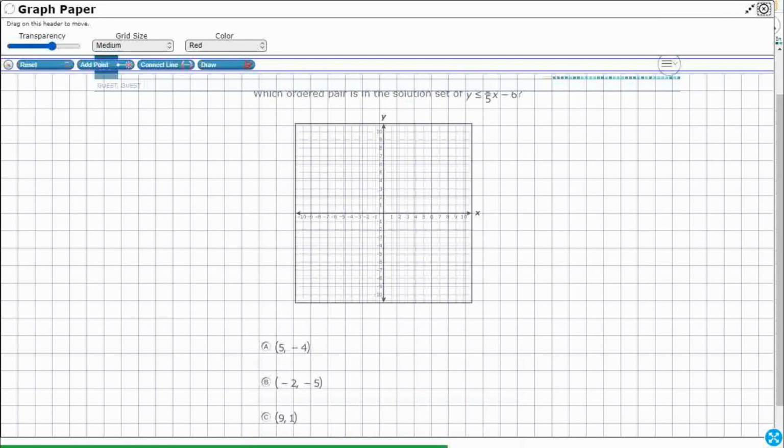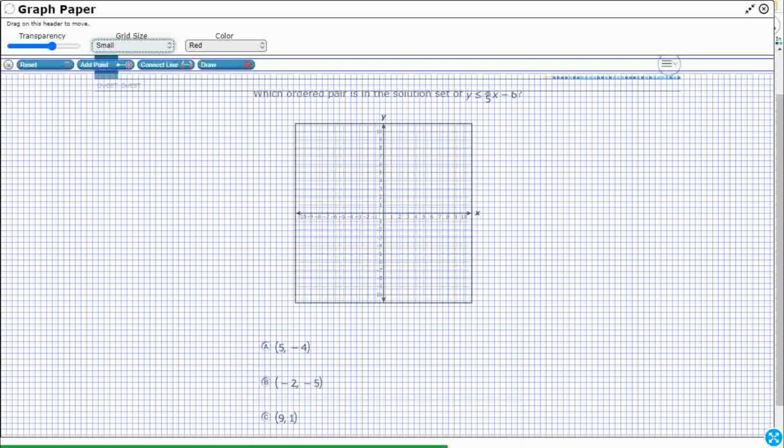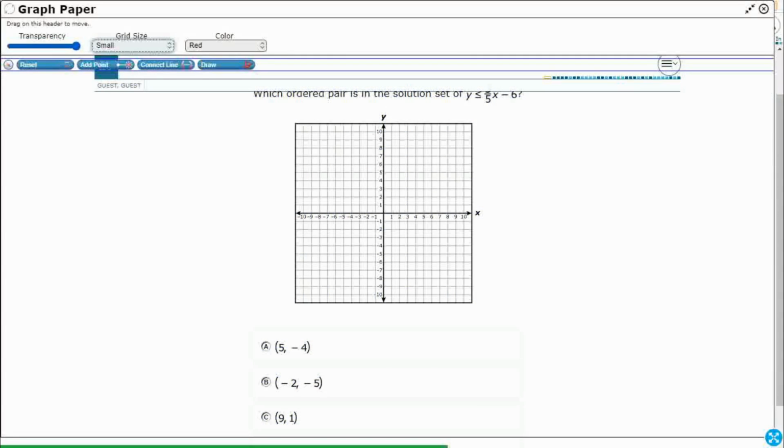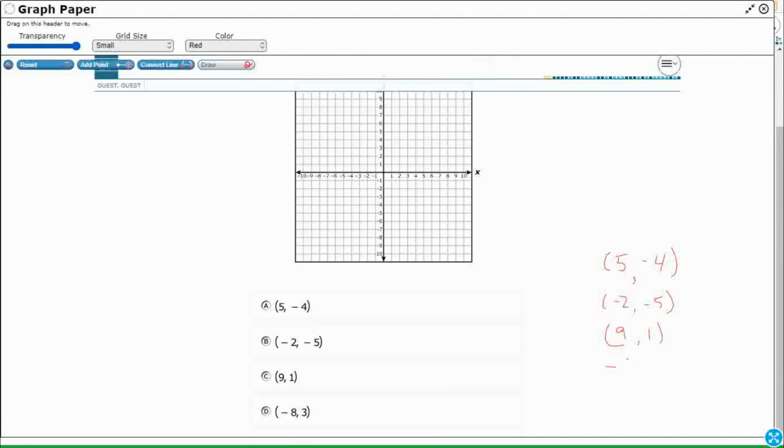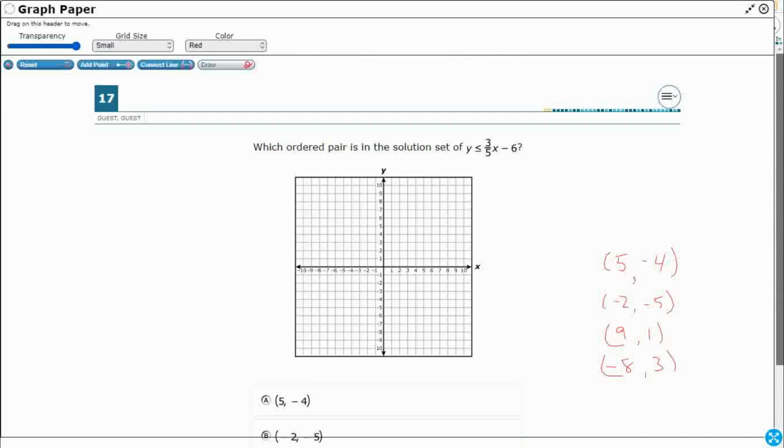So we are going to change our grid size to small, increase the transparency. I am going to zoom it in. What I want to do is write our four answer selections, because when I zoom it in, I don't want to have to scroll up and down. So 5, -4, -2, -5, 9, 1, and then -8, 3. And then our actual inequality: y is less than or equal to 3/5 x minus 6.